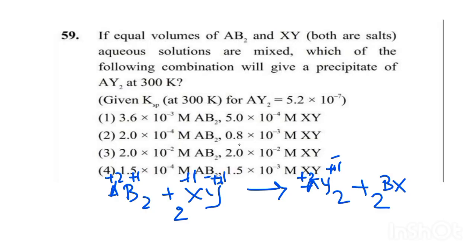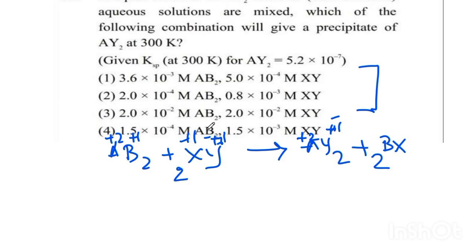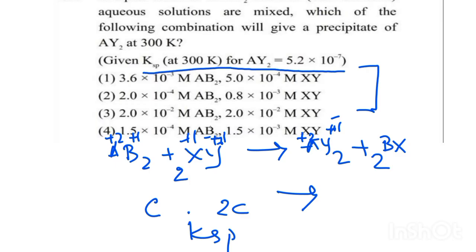Now the question is, which of the following will give a precipitate of AY2? We have masses of all the given answers. Suppose it has value C, it will have value 2C. Now when will the reactant give product? KSP value is also given. KSP at 300 Kelvin is 5.2 into 10 to the power -7. So which of the following will give a precipitate?